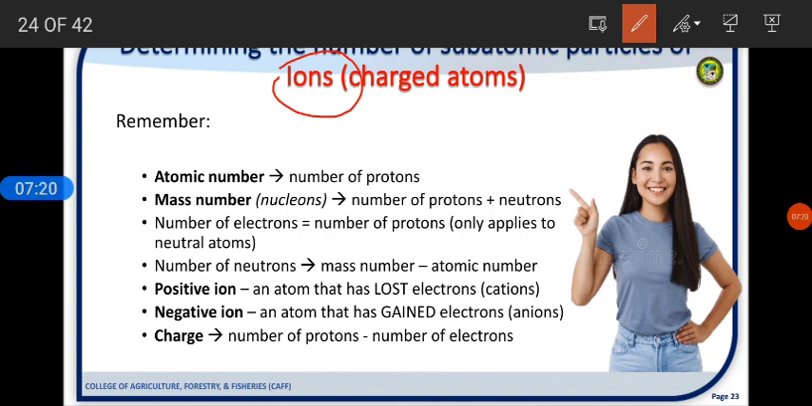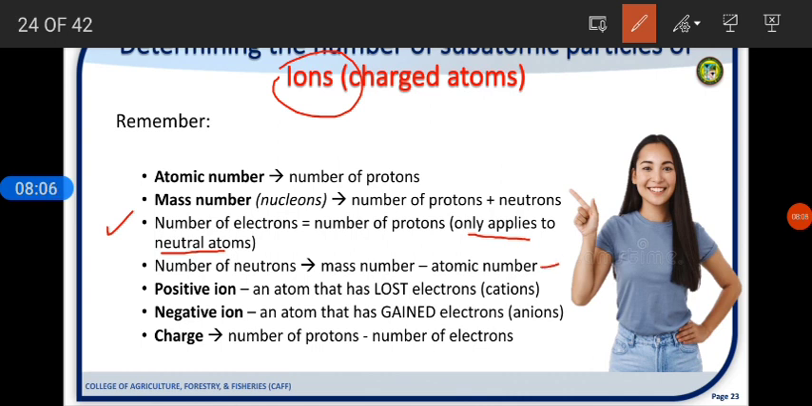For the mass number, also called nucleons, the mass number is the number of protons plus neutrons. The number of electrons is equal to the number of protons. However, this only applies to neutral atoms. Just remember that when the number of electrons is equal to the number of protons, this applies to neutral atoms. Now, let me repeat, in getting the number of neutrons, we will use the same formula, mass number minus atomic number.